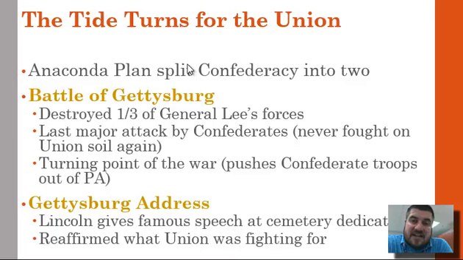After the Anaconda Plan works and splits the Confederacy in two, the Battle of Gettysburg destroys 1/3 of General Lee's forces, Robert E. Lee, and it's the last major attack by Confederates. It forces them to retreat, and it is the turning point of the war because it pushes Confederate troops out of Union territory, out of Pennsylvania. And then after this battle, at a commemoration of the battle site, the cemetery there, Lincoln gives his famous speech at the cemetery, reaffirming human rights and invoking the Declaration of Independence and what the Union is actually fighting for.